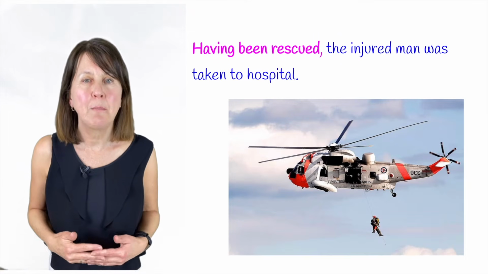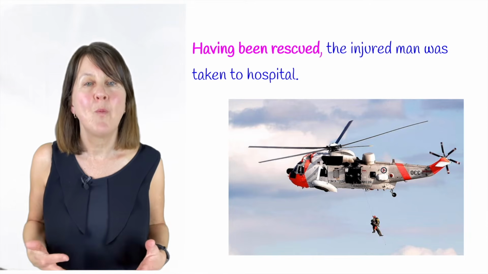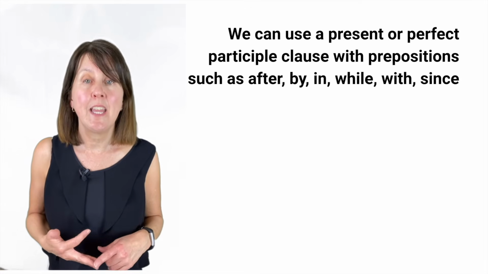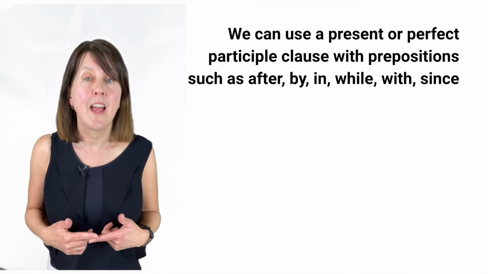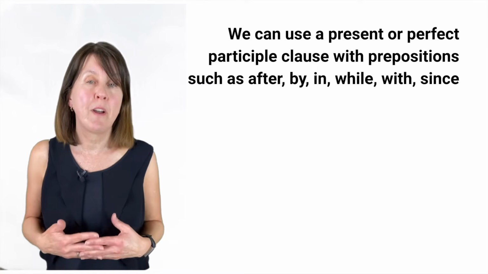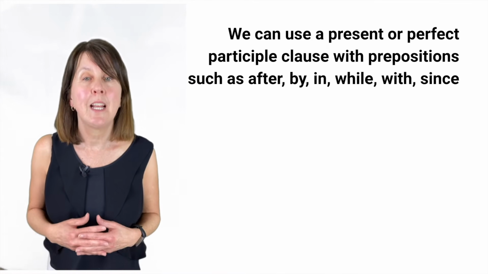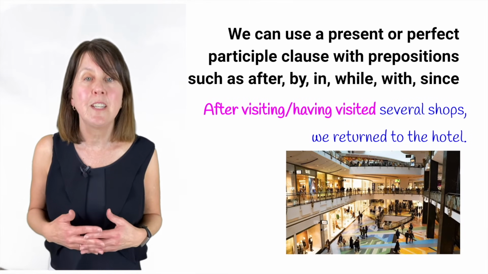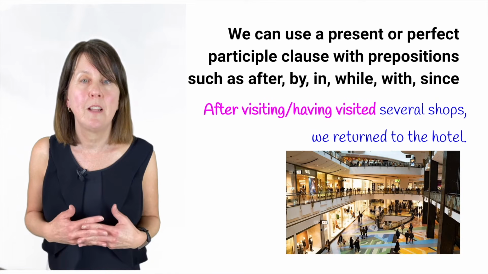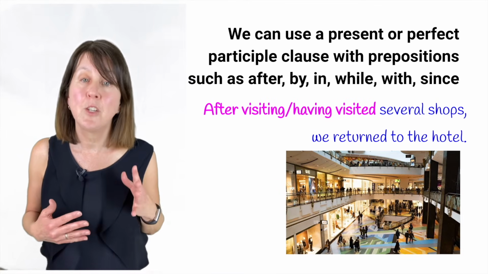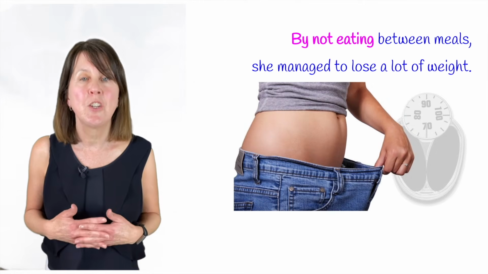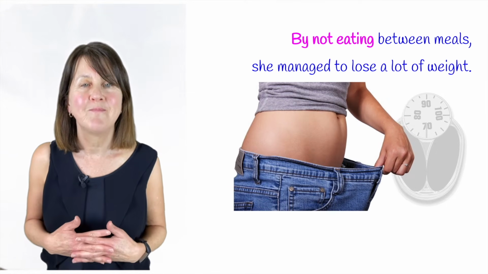Finally, let's look at some tips for participle clauses. Tip 1. We can use prepositions such as after, by, in, while, with, since, and many more with a present or perfect participle clause to make the meaning clearer. For example, after visiting or after having visited several shops, we returned to the hotel. Here it is clear that we visited the shops first. Or, by not eating between meals, she managed to lose a lot of weight.